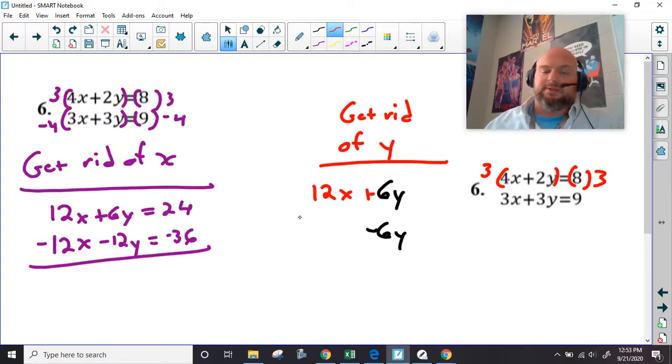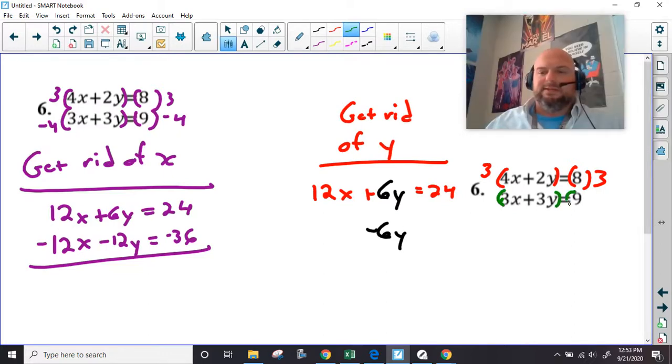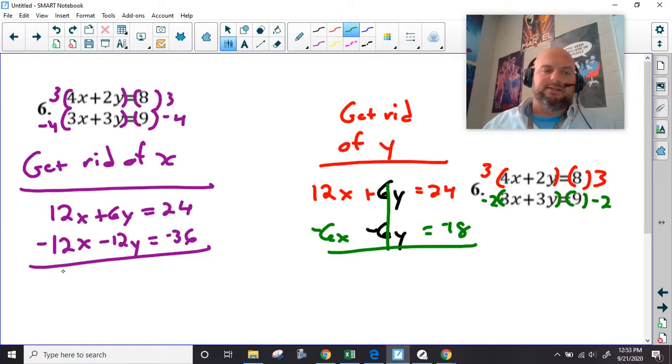Well, we kind of knew that from the other one, if you were paying attention. All right, and 24. Now, what would we have to multiply this one by, to make this be a negative 6? That would be negative 2. So we did 6x minus 6y equals negative 18. All right, so our y's cancel here, our x's cancel here, and you solve. Okay, it's what you want to do.